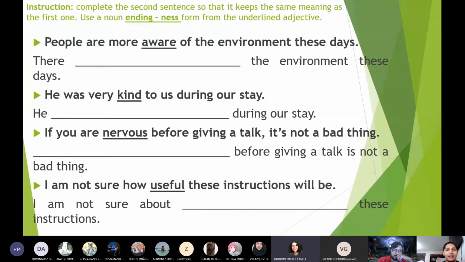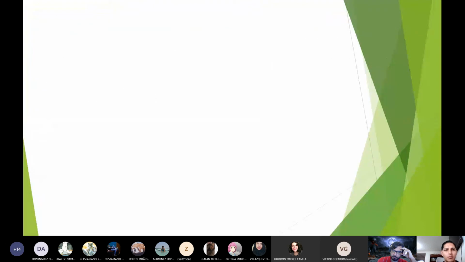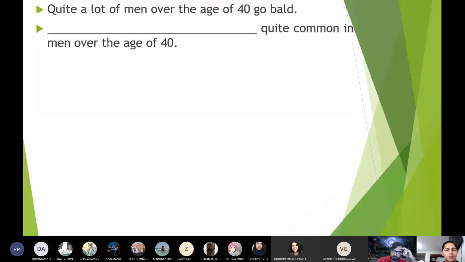And now we have use. Now we have words in real use. Of course, these are very short contexts. They are not enough, but it's a good attempt for us to discriminate settings. Three more. Quite a lot of men over the age of 40 go bald.